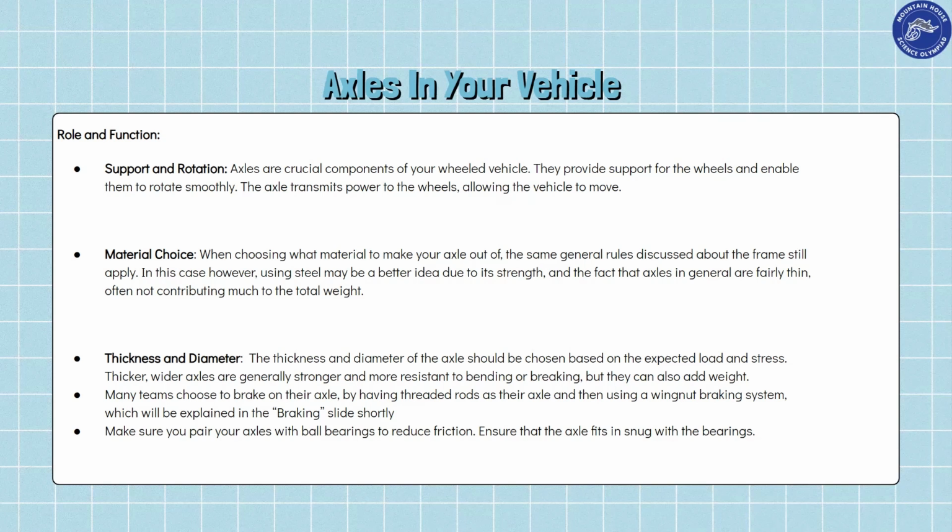Thickness and diameter: the thickness and diameter of the axle should be chosen based on the expected load and stress. Thicker, wider axles are generally stronger and more resistant to bending or breaking, but they also add weight to your car. Many teams choose to brake on their axle by having threaded rods as their axle and then using a wing nut braking system, which will be explained in the braking slide shortly.